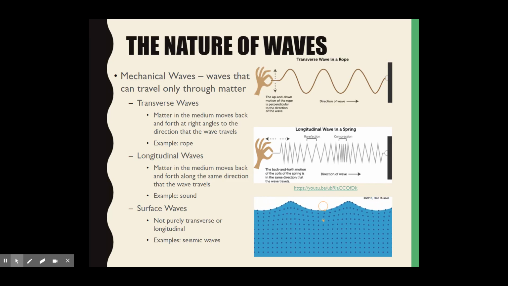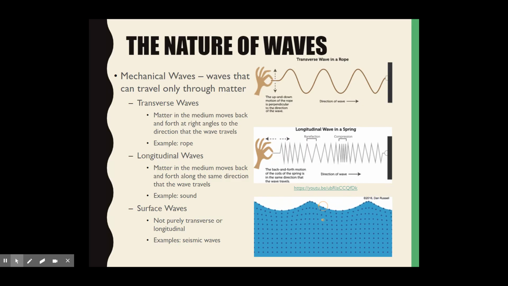A surface wave is kind of a blending of transverse and longitudinal. So we can see where it has this up and down pattern, like a transverse wave, but also we can see where it compresses down and then spreads apart, like a longitudinal wave.